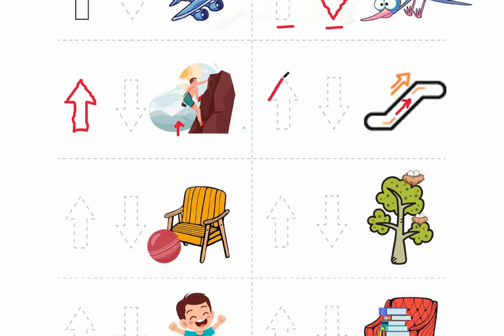So first of all, we would make a slant line. Here again, we would make a slant line. Now we would make a horizontal line and we would stretch the line from top to bottom. Here again, we would make a horizontal line. We would stretch the line from top to bottom and make a horizontal line again. So we are done with the tracing of this arrowhead as well.